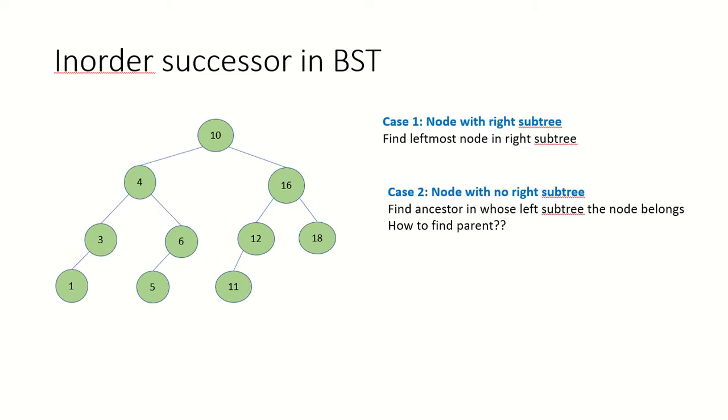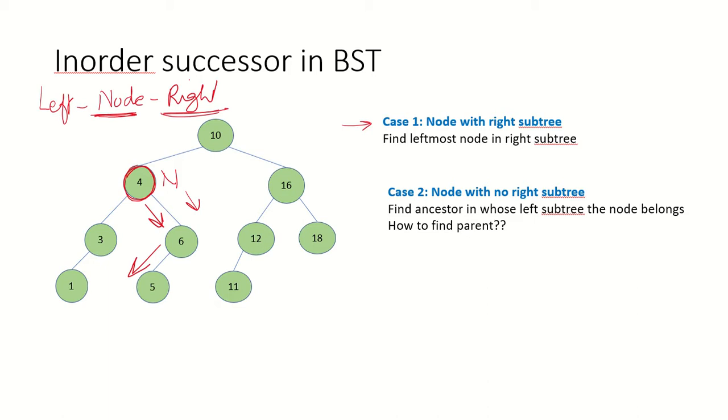So there are two cases over here. The first case is that there is a node with a right subtree. Suppose I have to find the in-order successor of this node n, and this node has a right subtree. We know that in-order is left, then the node, and then the right subtree. So we know that the successor of the node would be found in the right subtree. And where in the right subtree? Once we go to the right subtree, we will have to go as left as possible.